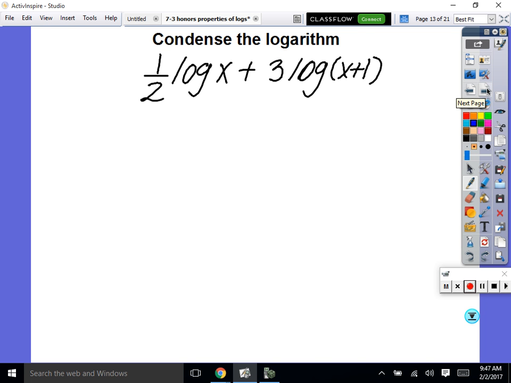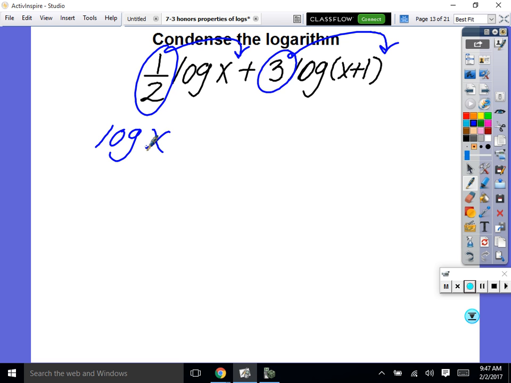So here we go. It says condense the logarithm. So this 1/2 is being multiplied in front, so that's really an exponent, isn't it? Yes. And look, this 3 is being multiplied in front, so that's really an exponent. So let's rewrite what we have here. Log of x, now it's base 10, right? We're not going to write base 10, but that is base 10. So log of x to the 1/2 power plus log to the base 10 of x plus 1 to the 3rd power. So now our goal is to put it as one logarithm, because then you can undo the log, which we're not going to undo because we're not solving, but that's going to be the next lesson.